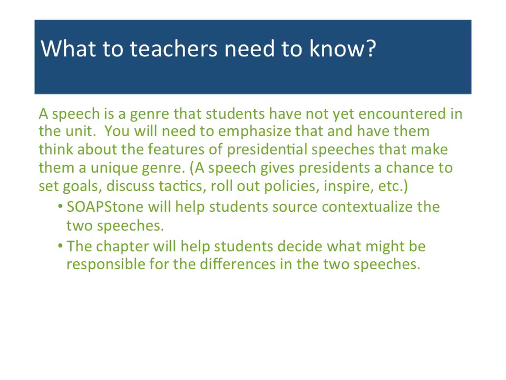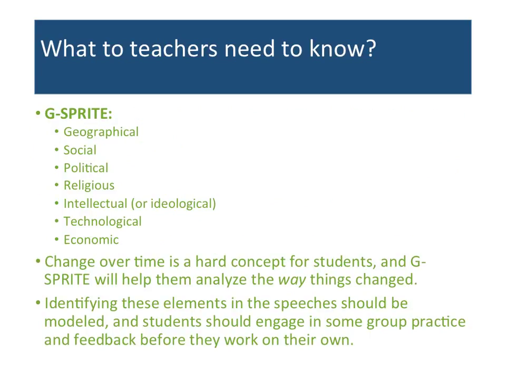The chapter is going to help students decide what might be responsible for the difference in the two speeches. Remember, after they read the speeches, they're going to read an excerpt from the chapter that discusses what took place between those two. Again, this is what G-Sprite stands for: geographical, social, political, religious, intellectual or ideological, technological, and economic. What historians do when they look at the past is think about these different aspects of societal functioning to help them analyze what is going on in a more fine-grained way than just thinking about the chronological events themselves.